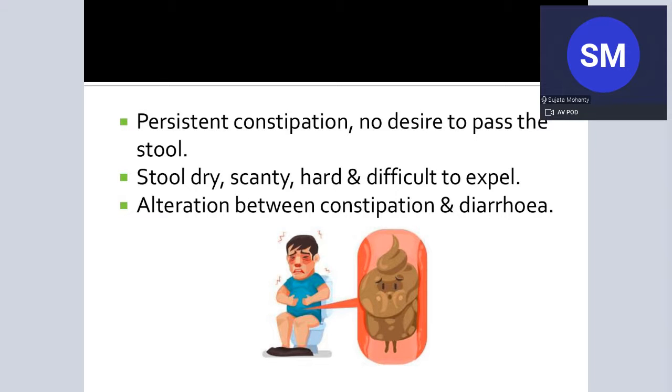If there is constipation in psoric patients, then there is persistent constipation. No desire to pass the stool. Stool is dry, scanty, hard, and difficult to expel. An alternation between constipation and diarrhea, that is the characteristic of Psora. Sometimes the patient is constipated and sometimes there will be diarrhea.